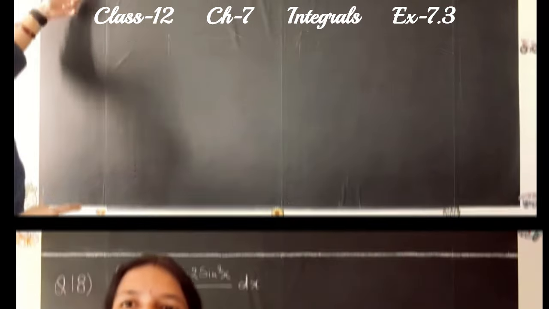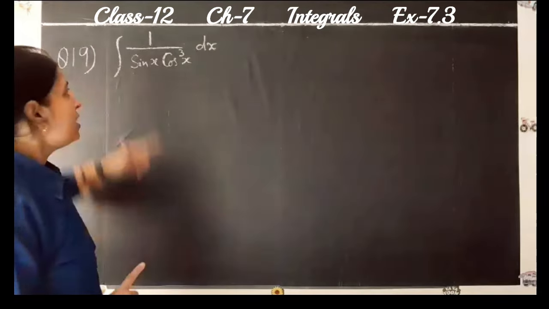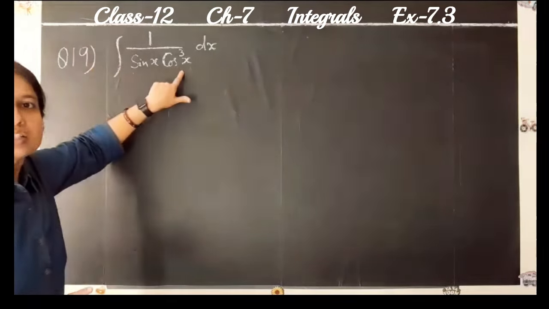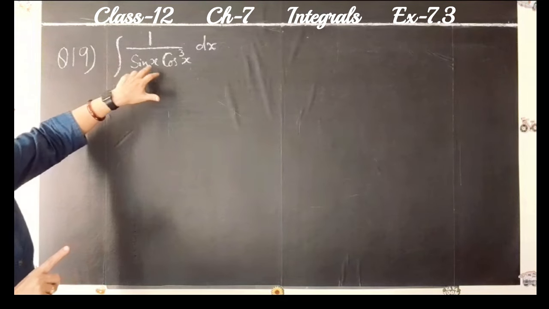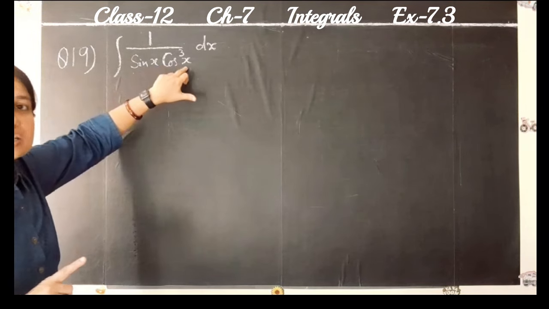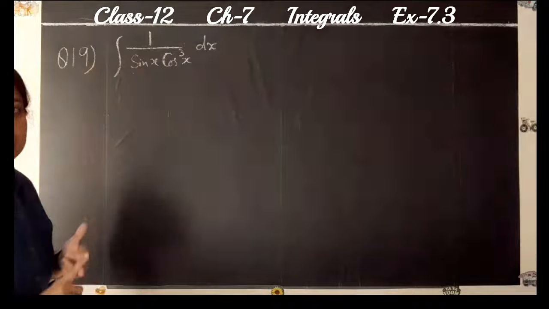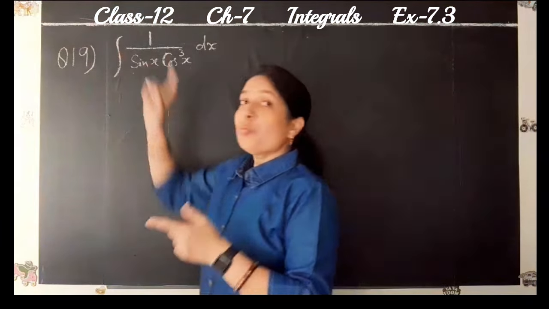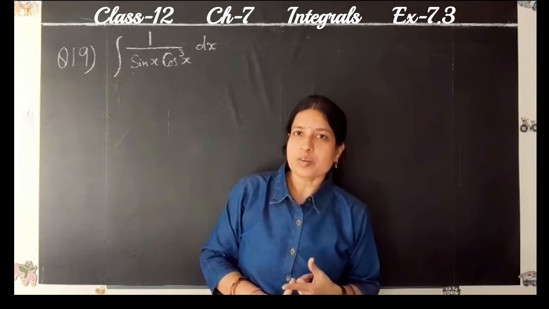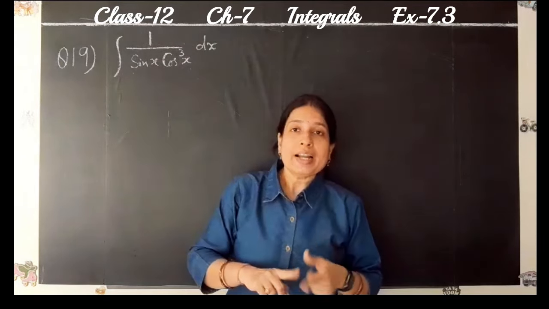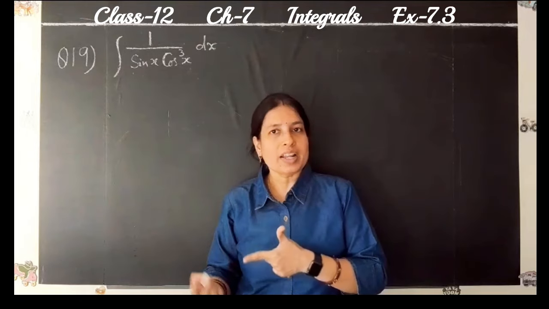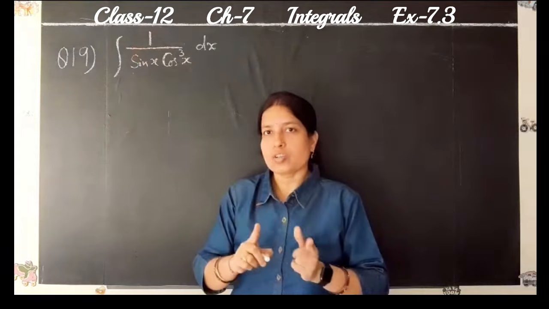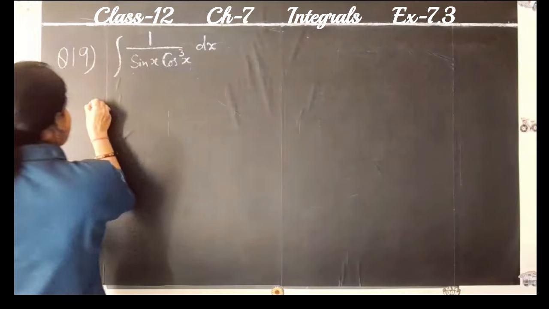This is very simple. Next question is question number 19. It is integral of 1 by sin x into cos cube x. Here in the denominator it is given sin x into cos cube x, and the numerator is 1. So the denominator is in sin and cos form. तो 1 को भी हम किस फॉर्म में लिखेंगे? sin और cos के फॉर्म में लिखेंगे. So we know that sin square x plus cos square x is 1. So in place of 1, we can write sin square x plus cos square x. So let us write.